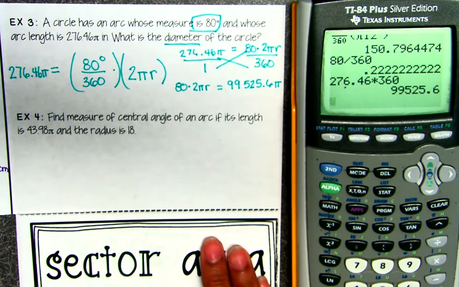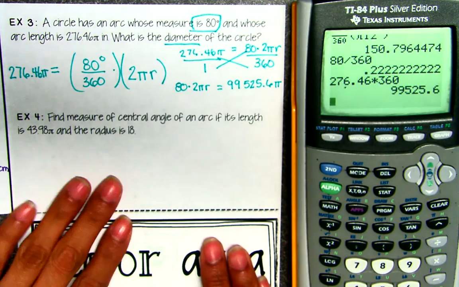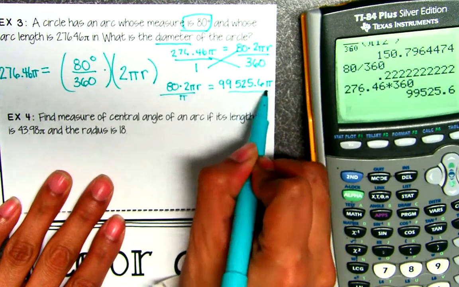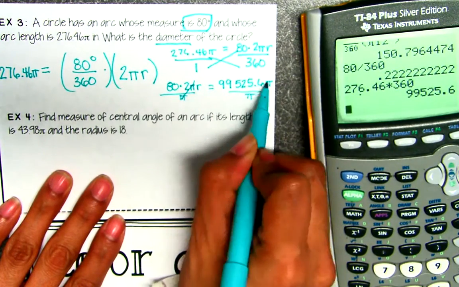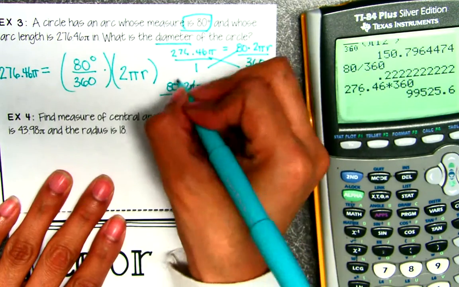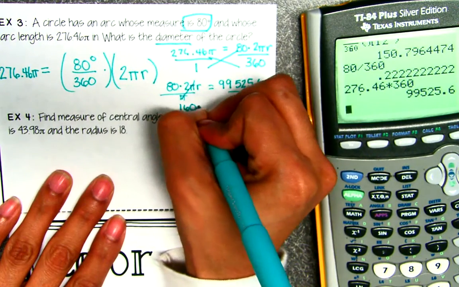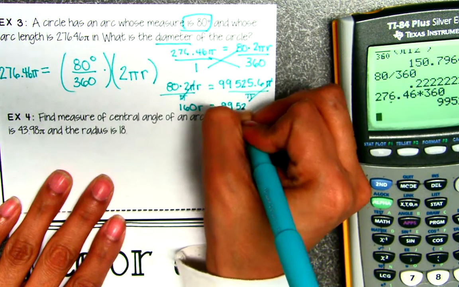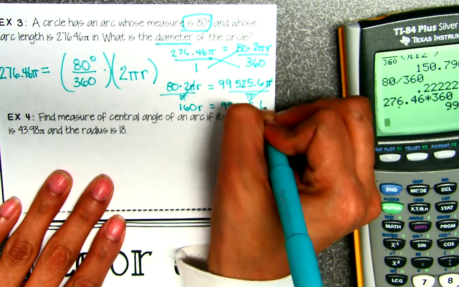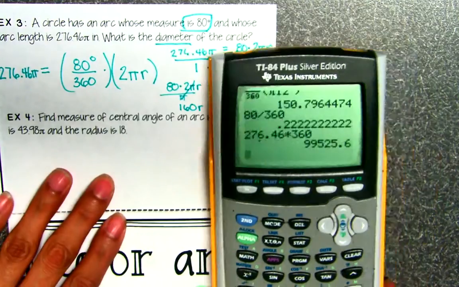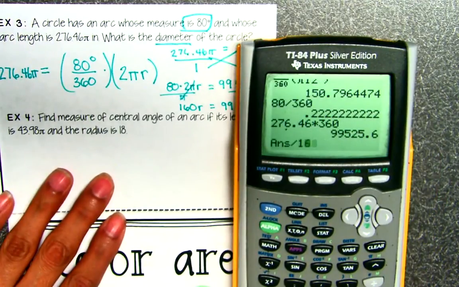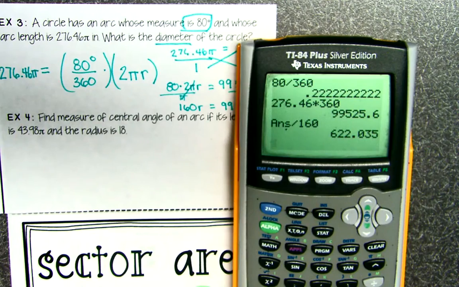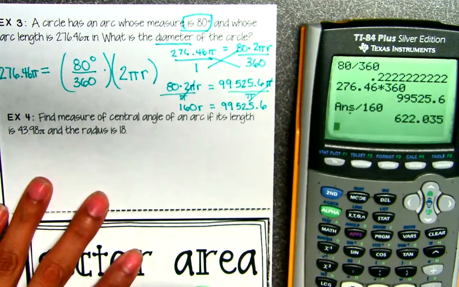Now, you're going to be doing this over and over throughout the course of circles, solving for diameter. Do you see how you have pi on both sides? You can cancel it. When I divide by pi, it cancels the pi's out. And now I'm just going to do 80 times 2 gives me 160r equals 99,525.6. And then it's just basic math. I divide by 160, and so that's my diameter. I mean, that's my radius.